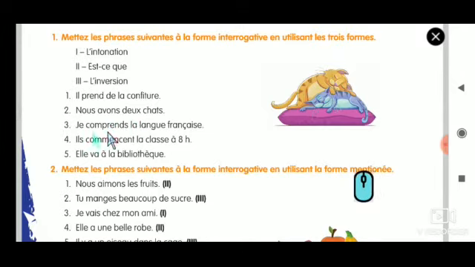Okay, what's next? Il commence la classe à 8h. Il commence la classe à 8h? Question mark. Type 1. Est-ce qu'il commence la classe à 8h? Type 2 question mark. Now inversion. Commence-t-il? This commence should go front and il should come back. Commence-t-il la classe à 8h? Question mark.